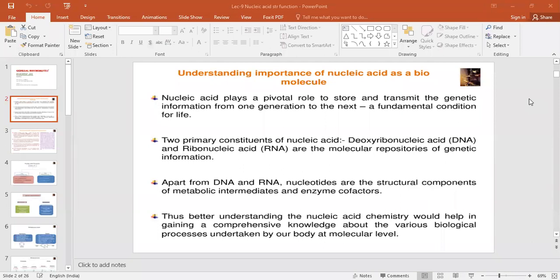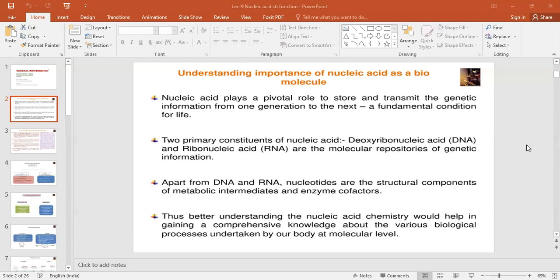And the second one is the ribonucleic acid, means RNA. These two are the molecular repository of the genetic information. Apart from the DNA and the RNA, there are the nucleotides also. These nucleotides are also structural components of many metabolic intermediates and the enzyme cofactors.